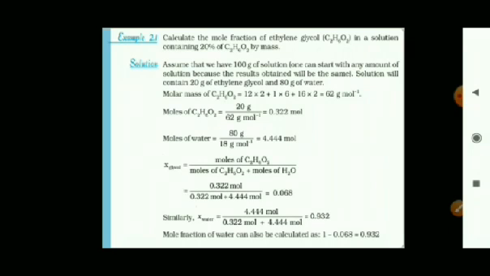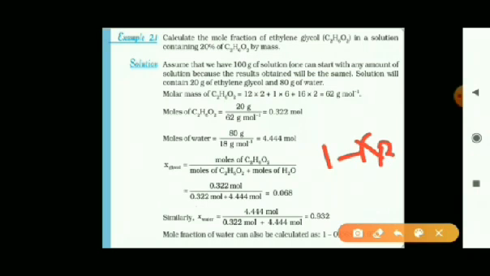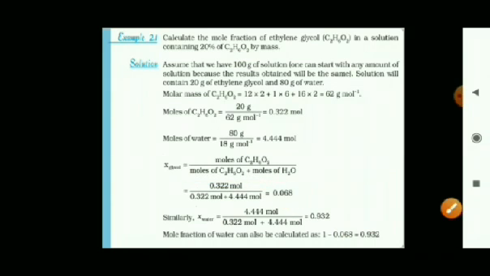If you want to check glycol, you can do 1 minus 0.93. Put the values of XB, the mole fraction of B, and you will come to know whether whatever we have done is correct or not. This is how we have to calculate the mole fractions.